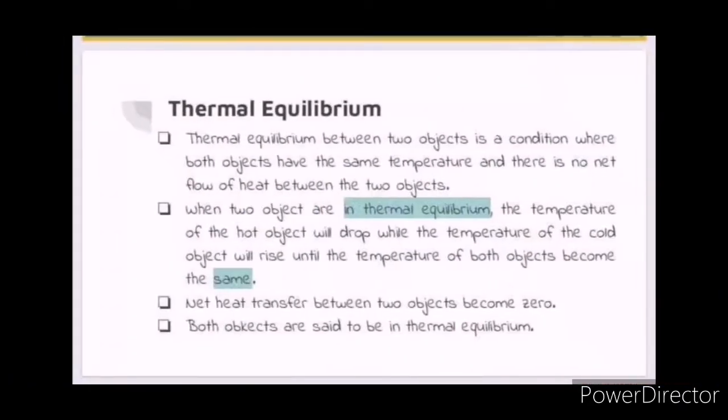Thermal equilibrium between two objects is a condition where both objects have the same temperature and there is no flow of heat between the two objects. When two objects are in thermal equilibrium, the temperature of the hot object will drop while the temperature of the cool object will rise until the temperature of both objects becomes the same. Net heat transfer between the two objects becomes zero. Both objects are said to be in thermal equilibrium.